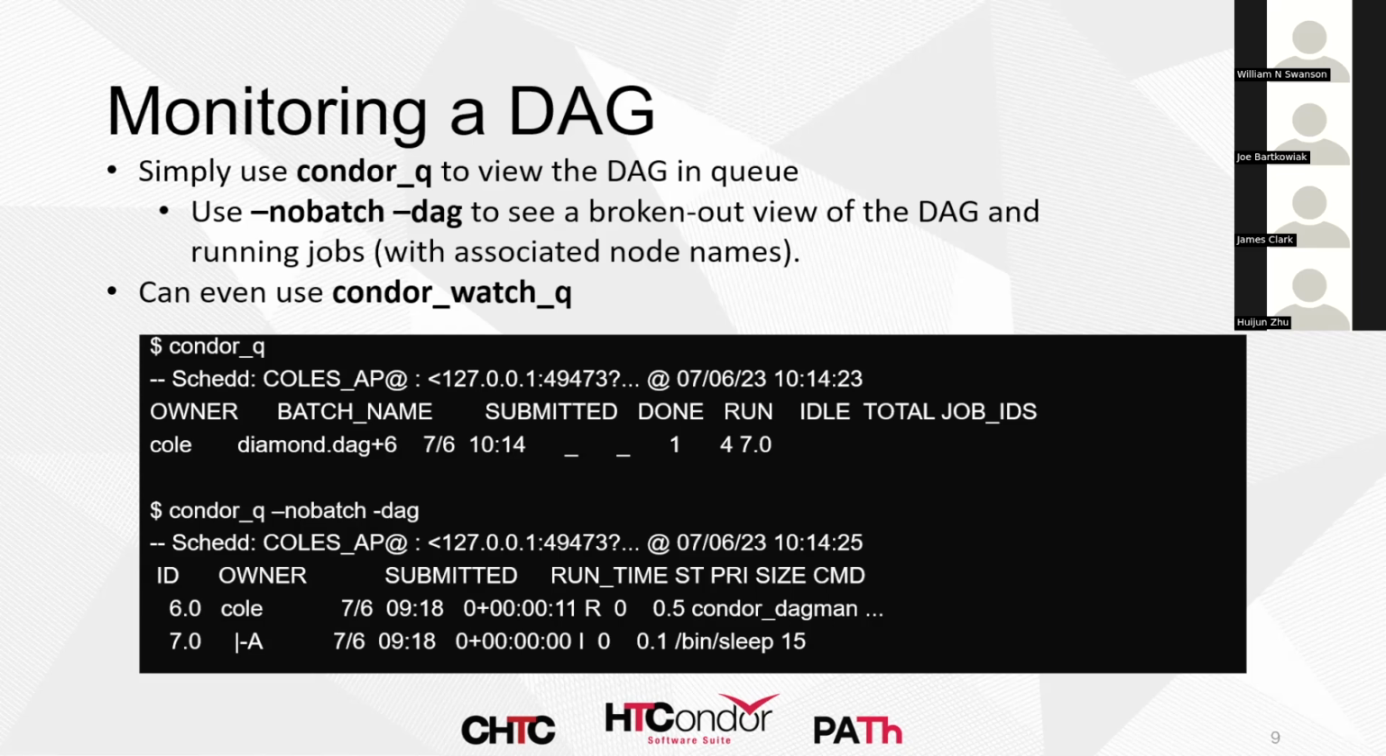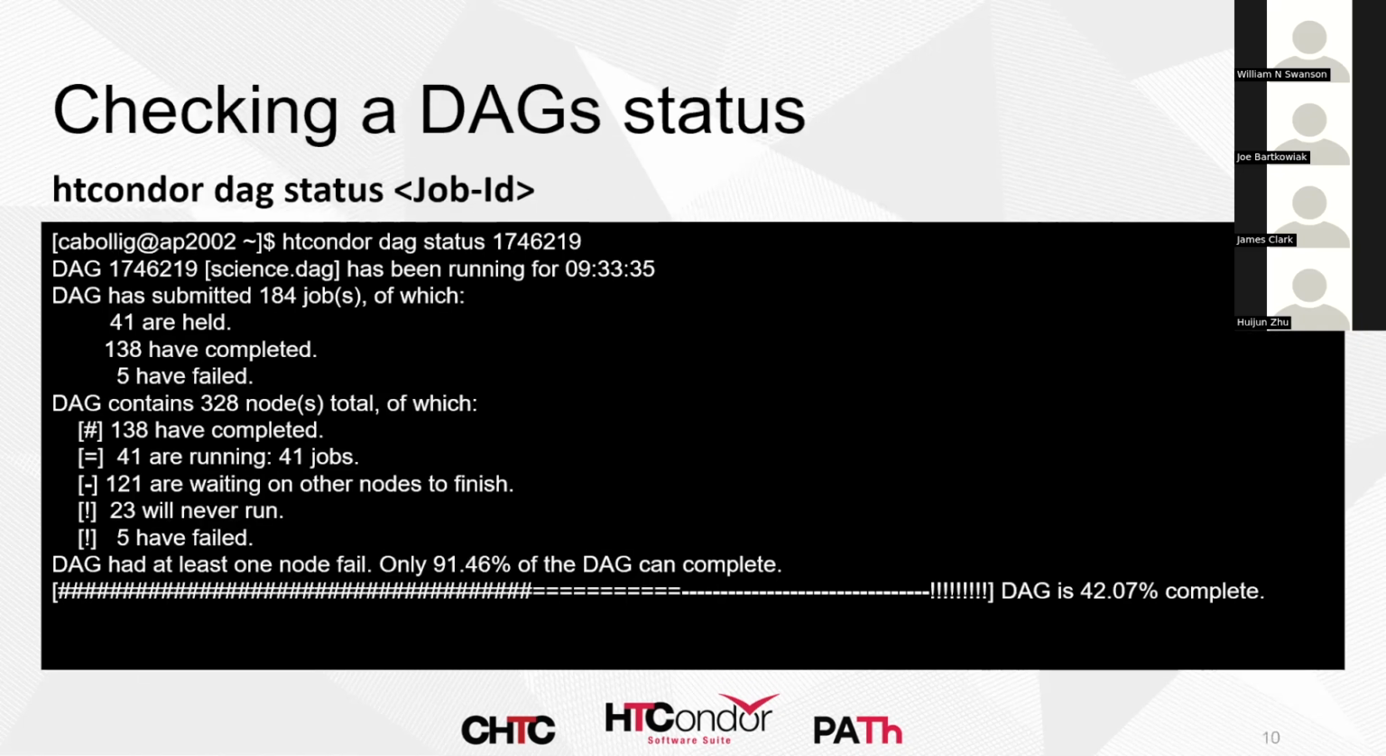These are nice. These are good to see what's going on, see what jobs are running. But a lot of people might want to know, what is the overall status of the DAG? We do have a command for that. htcondor dag status. The job ID here is the job ID of the associated DAGMan job that's running in the queue as a scheduler universe job. And this outputs a lot of nice stuff explaining.